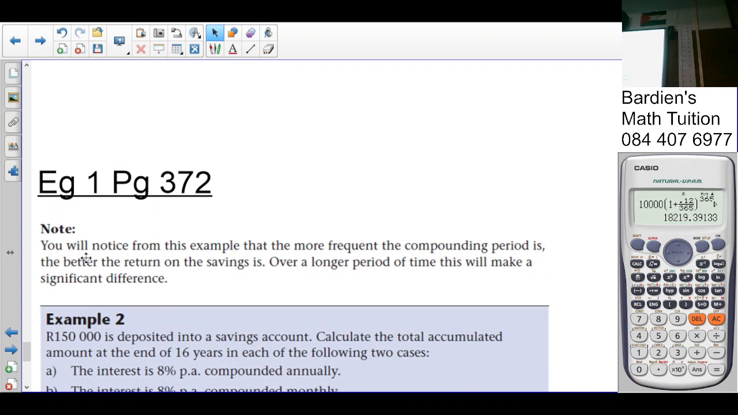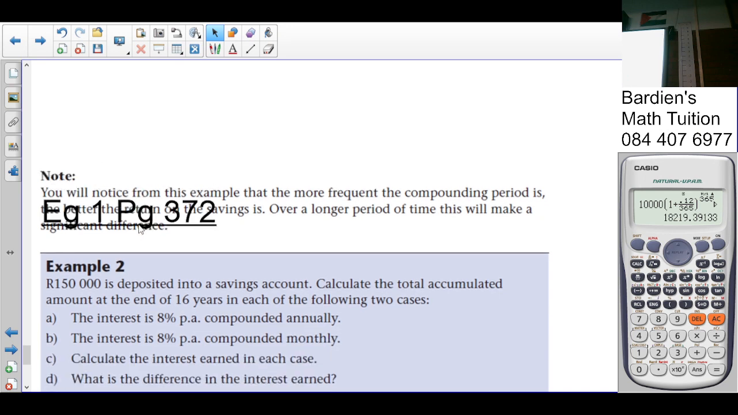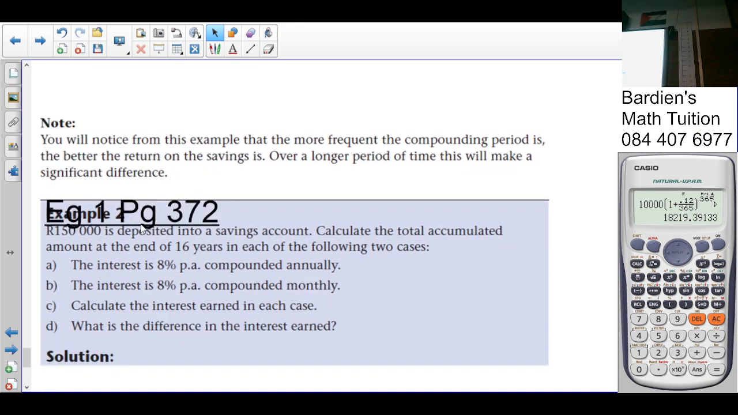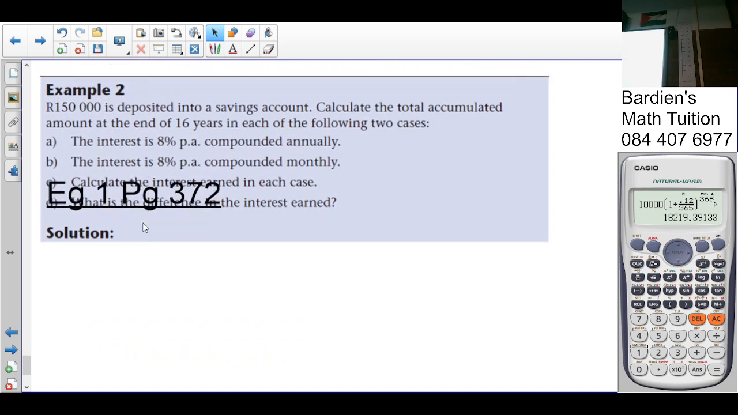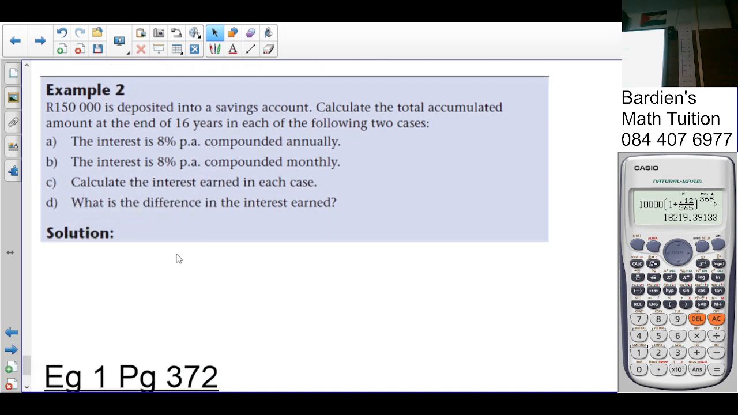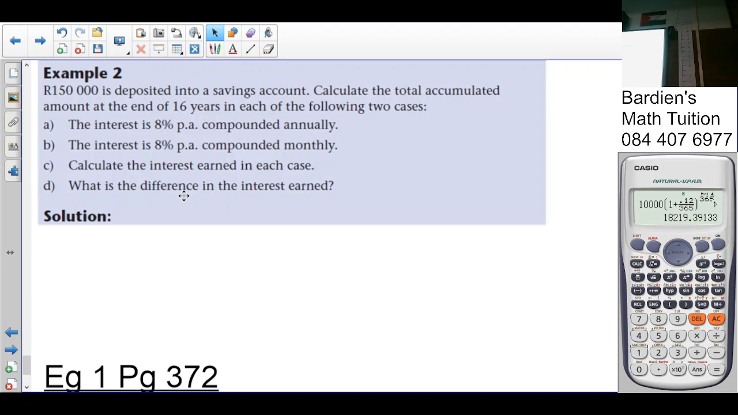There's a note here. You will notice from the example that the more frequent the compounding period is, the better the return on the savings is. Over a longer period of time, this will make a significant difference. So if you make that calculation over 20 years, or 30 or 35 years, you will see a bigger return over that investment of 10,000. So the longer the time period, the better the investment will be.